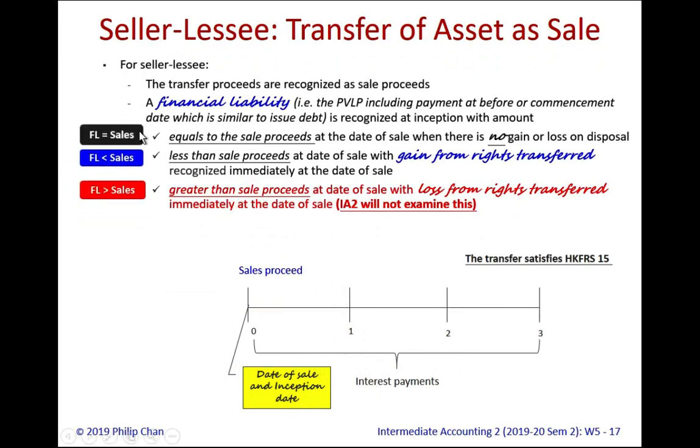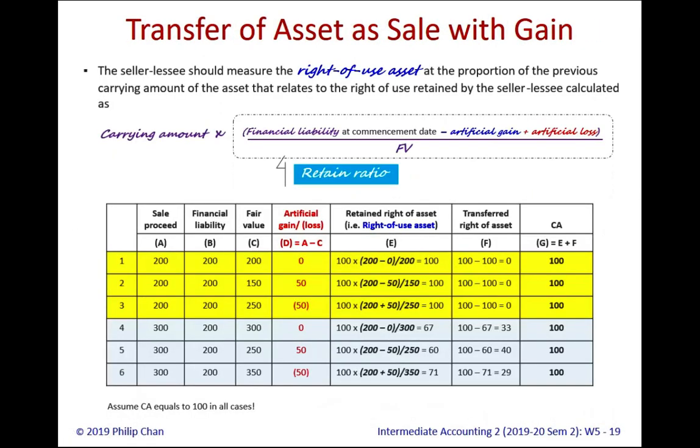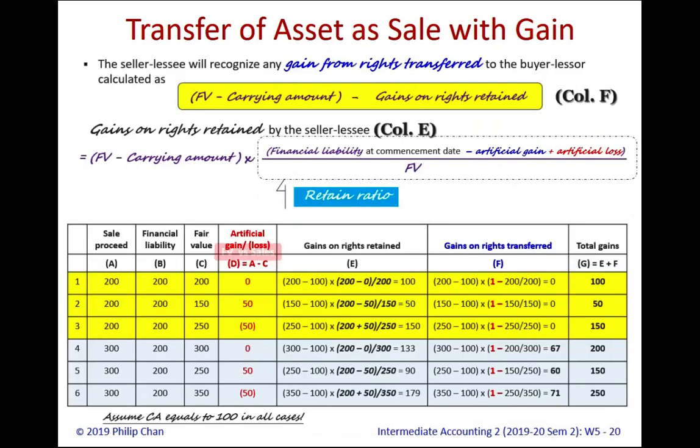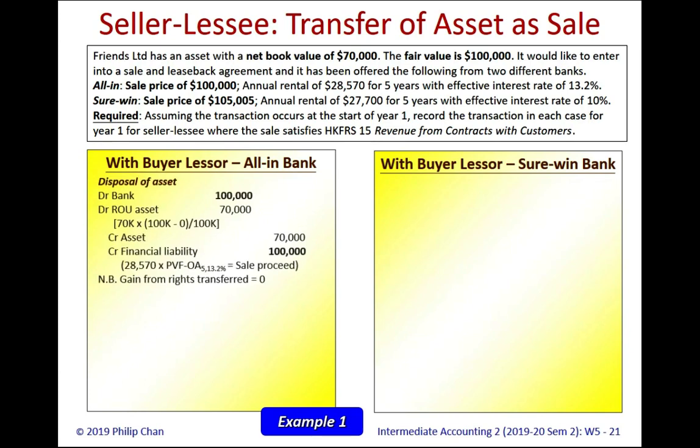This is the slice, right? When they were equal, sales proceeds and financial liability, they are equal, no gains or loss. Okay, so this is the case then. Let's go back to that question. And you can then see, in fact, the two are the same, and there won't be any gains from the rights transfer in this case.